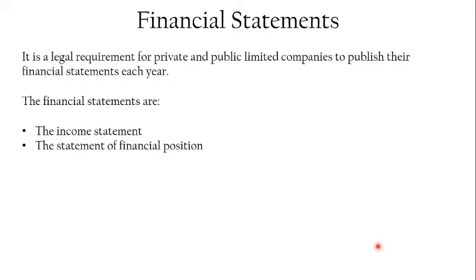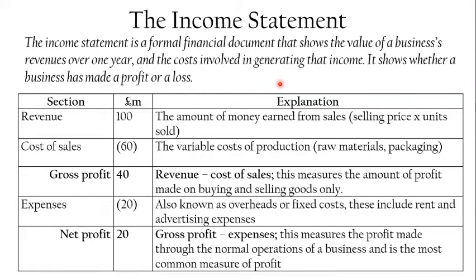There are 2 financial statements that you need to be aware of. These are a legal requirement for public and private limited companies to publish their financial statements. The first one is the income statement, right? The income statement answers the question, how much money did the business earn in a time period, typically 1 year? How much money did you earn last year? It's laid out like this. You'll get the revenue, then you get the cost of sales taken off in brackets.